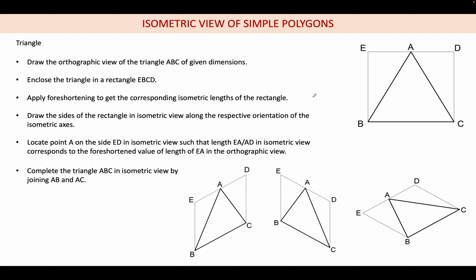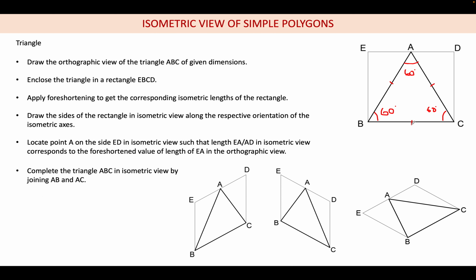So for a triangle, suppose it's an equilateral triangle, we can say that all angles are 60 degree, and all sides are equal.